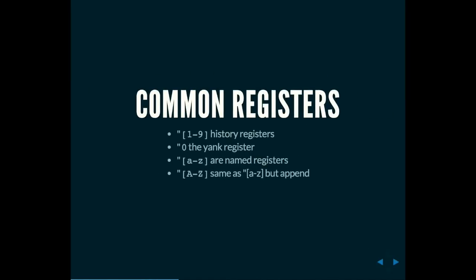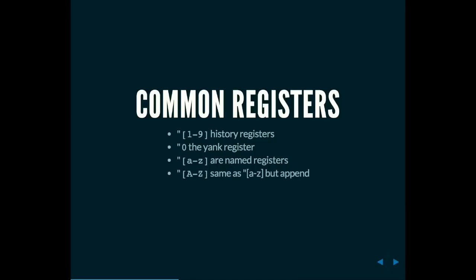So let's talk about what some of these registers do. So 1 through 9 are your delete registers. Anytime you delete something, like delete a line, it goes into one of these delete registers. You can kind of think of these as a queue. Every time you delete something, it pushes something onto the queue and pops the last thing off. So it gets added to 1, and then it goes into 2, so on and so forth.